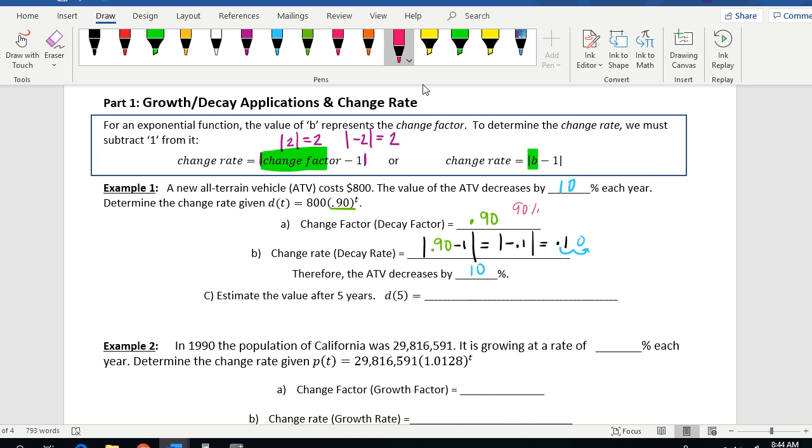Okay, all right, let's look at letter C. We're going to estimate the value after 5 years. If you notice, we're going back to function notation, and I see d of 5. The 5 is in the t spot, so wherever I see a t in my equation, I'm going to plug in 5. So we're going to have d of 5 equals 800 times 0.90 raised to the 5th power.